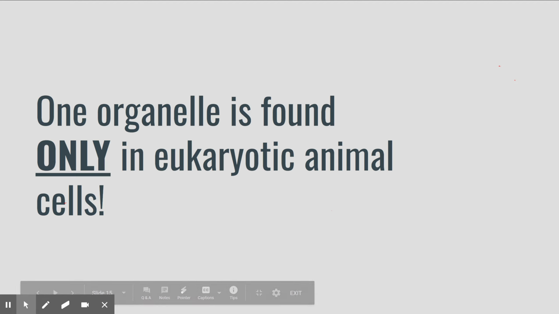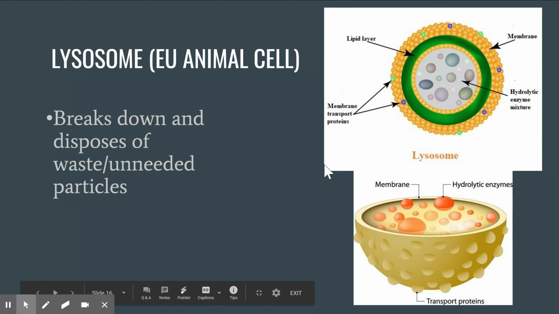So that was a list of all the organelles found in eukaryotes, both plant and animal cells. We're going to look at now one organelle that is found only in animal cells that are eukaryotic, which is the lysosome. So I wrote it up here, lysosome, eukaryotic, animal cell only. Plant cells will not have lysosomes.